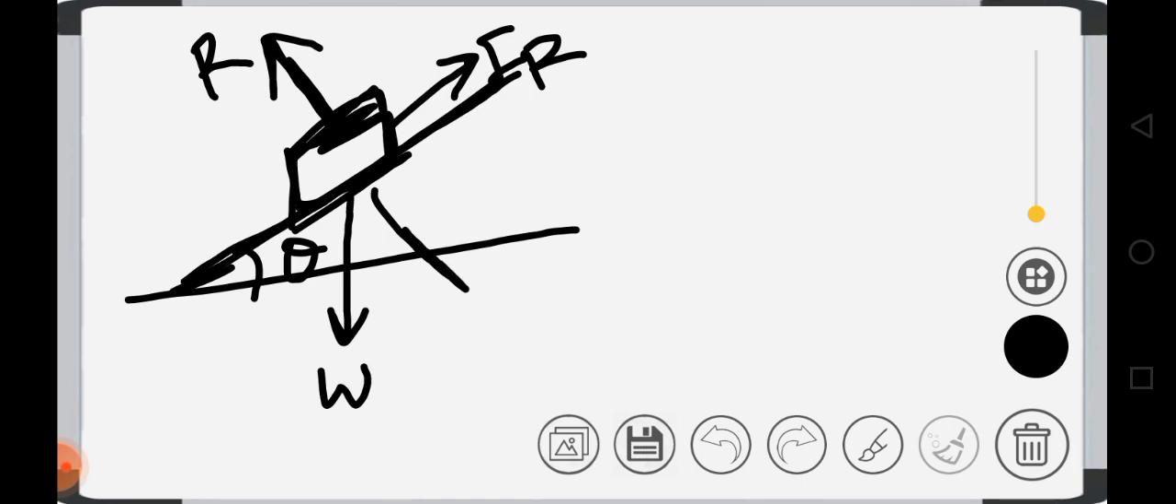So it's coming this way. This is the line of action of the normal reaction. So the angle between this weight and this line is still the same thing as this theta. Both of them are the same. The angle between this and this is the same thing as this angle between this theta and this.